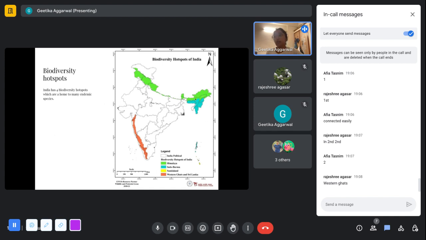We have this Indo Burma region in East India. You have the very famous Western Ghats and Sri Lanka. Sri Lanka is not shown in this map. And you have the Sundaland area at the bottom, in the Andaman Nicobar Islands. So these are some very important biodiversity hotspots.